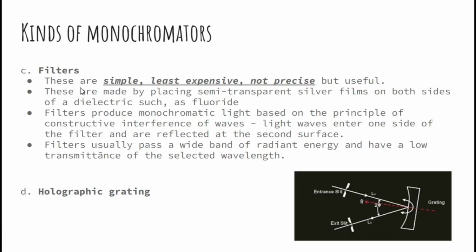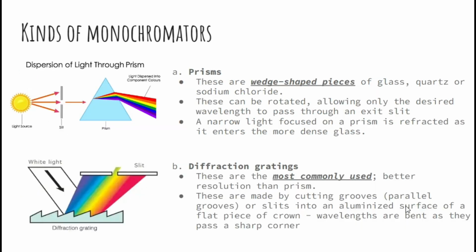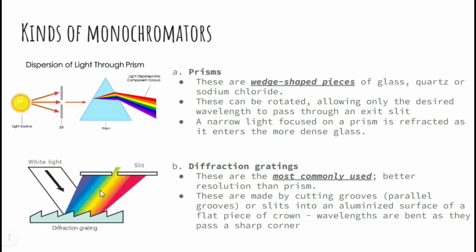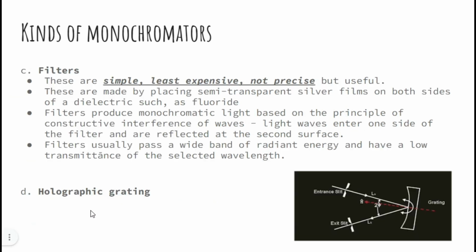We also have filters. Filters are considered as the simple, least expensive, not precise though, but still useful. And then we also have your holographic grating. So if we will be comparing the diffraction grating with the holographic grating, your diffraction grating po mukha po siyang stepladder, while your holographic grating is mukha lang po siyang block. Isang block po, wala po siyang steps, but still it is able to isolate the specific wavelengths of light.